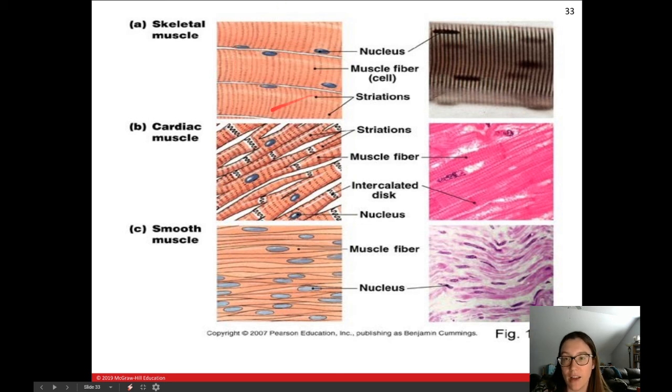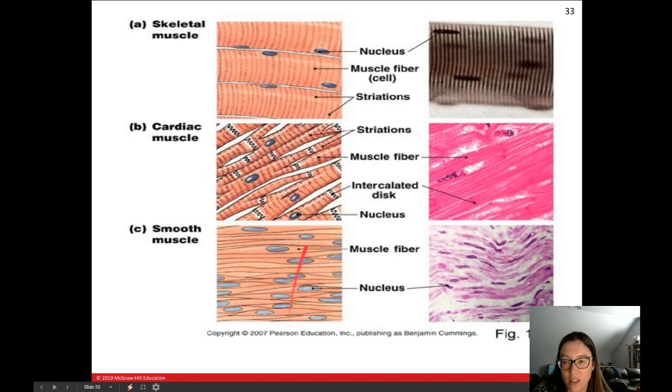It has many nuclei. Cardiac muscle is found where? In the heart. It is also striated, but it has these special intercalated discs, and it's involuntary. So you can't tell your heart to beat or stop beating. So skeletal muscle is voluntary and striated. Cardiac muscle is involuntary and striated.